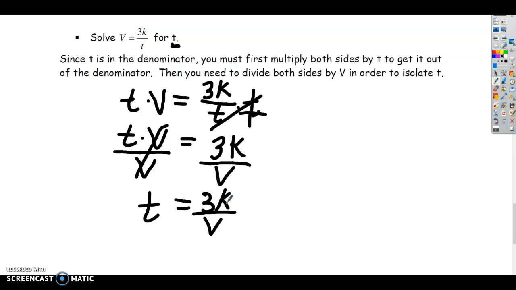All right, so hopefully that wasn't too confusing. We are solving for t, but in step 1, you're just rearranging it. T is not necessarily by itself, but you still can solve the whole equation or literal equation in 2 steps. So t is in the denominator, so you must first multiply by t, or what's in the denominator. Then you have to divide both sides by v.